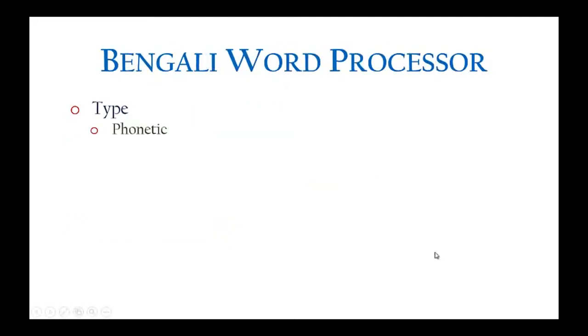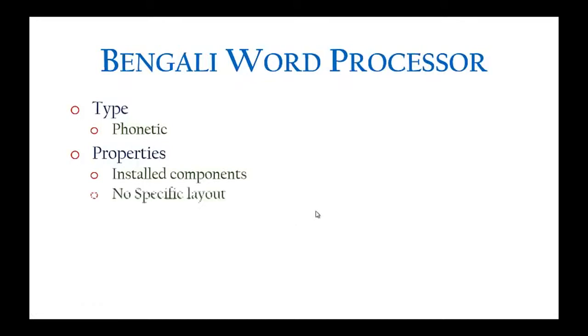Another type of word processor is called Phonetic. If you have a look at the properties of phonetic word processors, they need an installation process, but they do not have a special keyboard layout, and also they are not required with special fonts. So if you compare with the non-phonetic word processor, it is pretty much better, but still it requires the installation process. Some examples can be like Obro, Avro, etc.